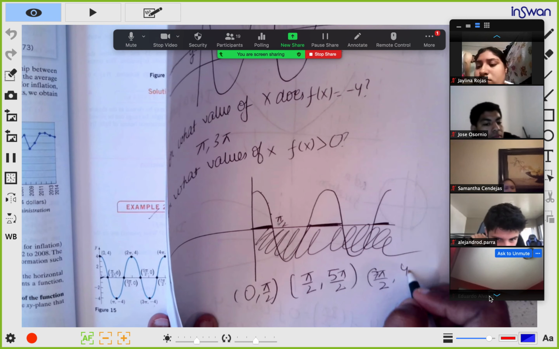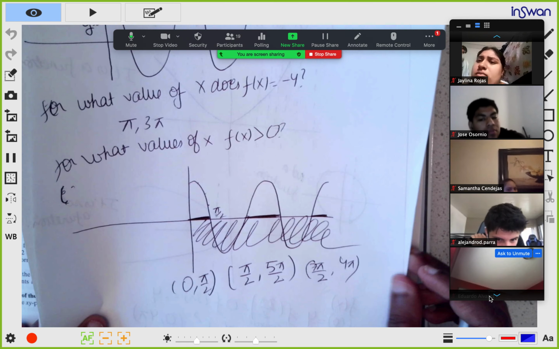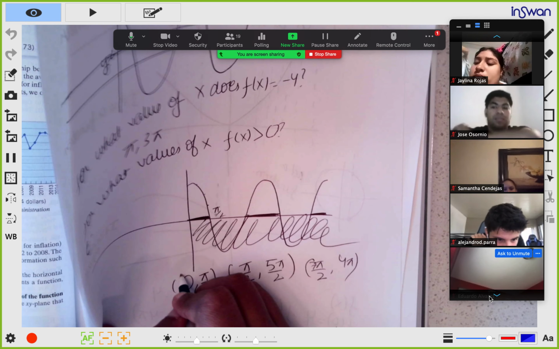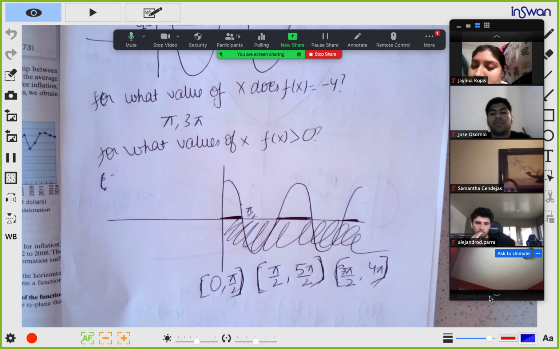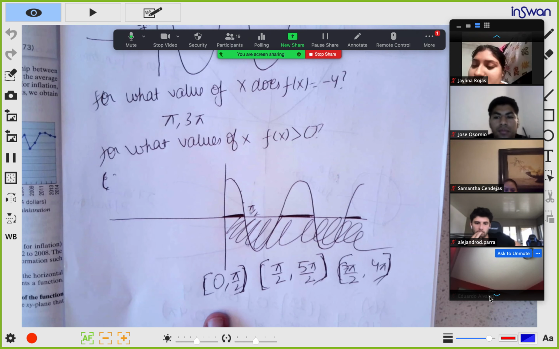Is 0 included? Yes, it's going to be included. I'm sorry, I did not mark. It's all included. Anyone who did not get this part, why I marked, it's in interval form. We are not just talking about points. We are talking about intervals.